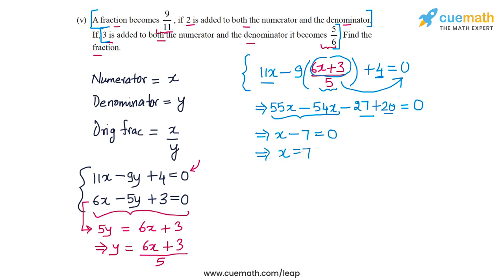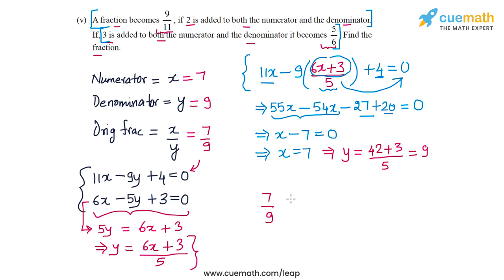And if x is equal to 7, then I can find y from this expression, (6x plus 3) by 5. So y is equal to 6x, 6 times 7 is 42, so 42 plus 3 by 5, or 45 by 5, or 9. So the original numerator is 7 and the original denominator is 9, which means that the original fraction is 7 by 9. And now let's see if this answer aligns with the information given to us in the problem. So I have the original fraction as 7 by 9.